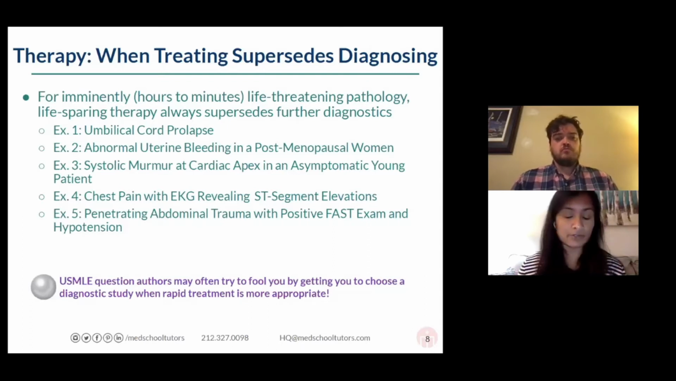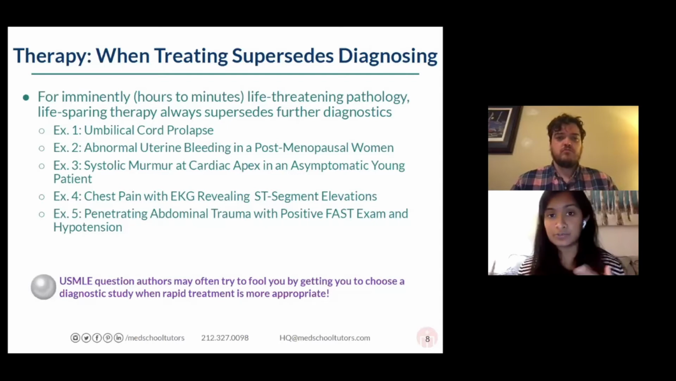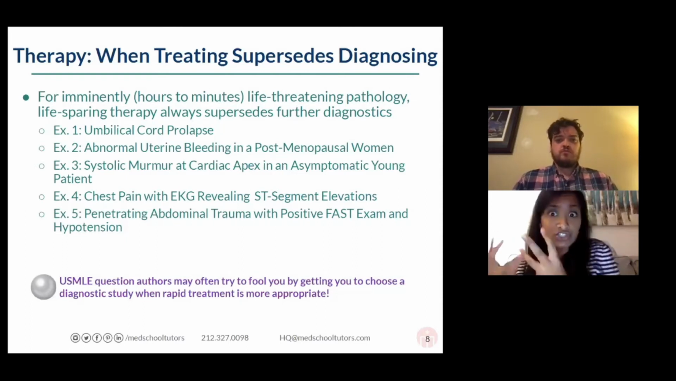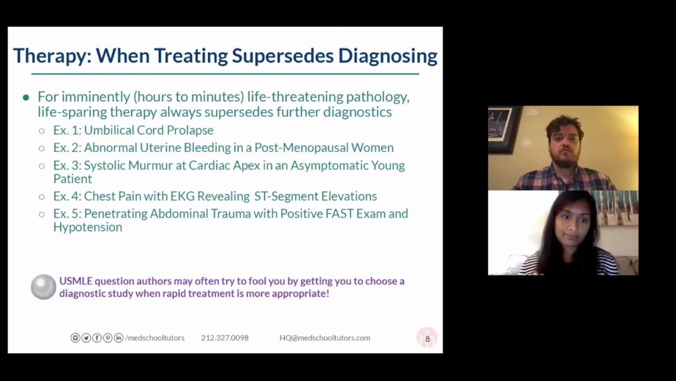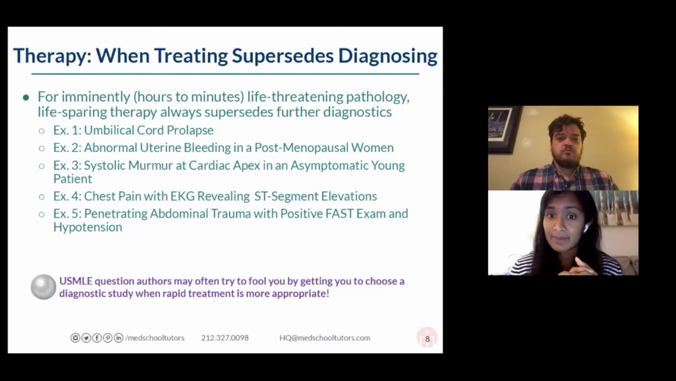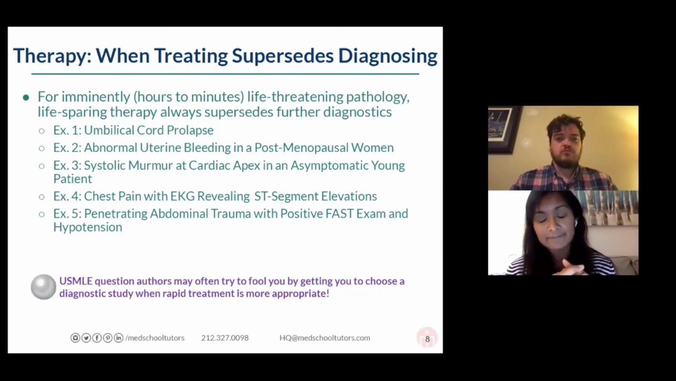So you can do some workup. You can do a transvaginal ultrasound. If you need to do a biopsy, you could do an endometrial biopsy, and the history will give you more as to which pathway to go down for this. But again, is there shock involved? Does this need to be dealt with now? If not, outpatient. Another one, we have a systolic murmur at the cardiac apex in an asymptomatic young patient.